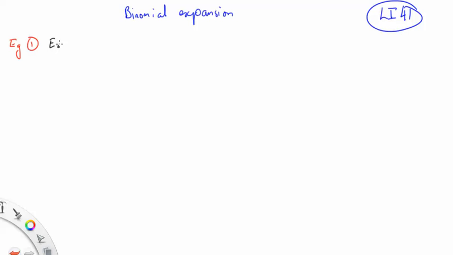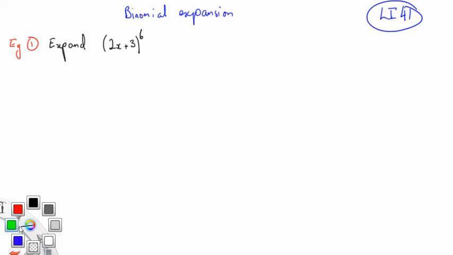So I might want to expand something ridiculous looking like 2x plus 3 to the power of 6. That's going to be a pain to expand, and let's pretend we have no CAS for the moment. Binomial means two terms. So the two terms are 2x and plus 3. That's where it comes from, and we're going to expand this.